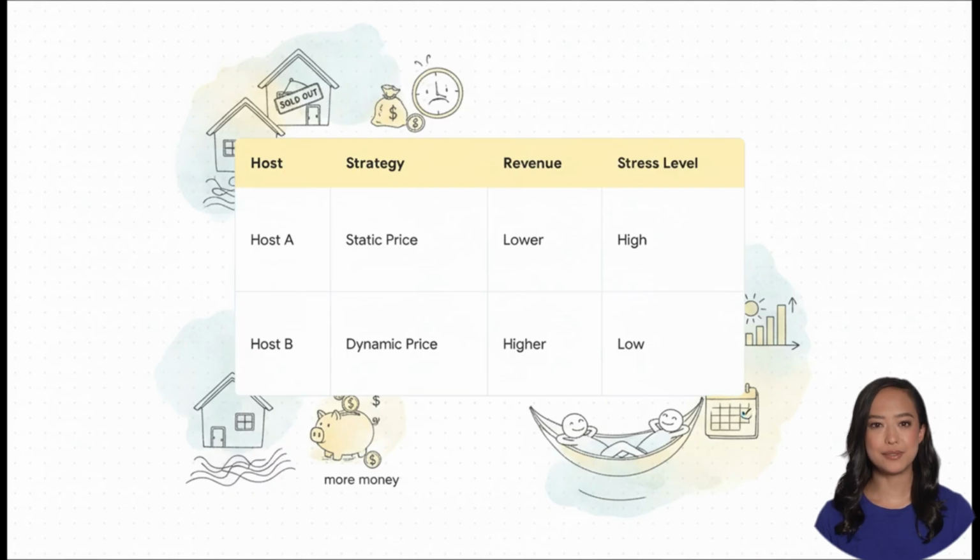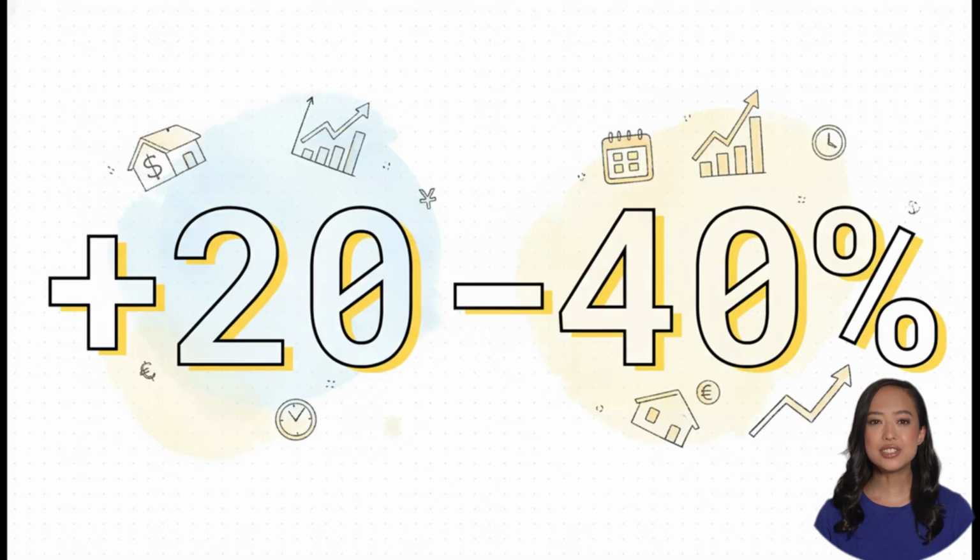Now look at host B. Host B is smart. They use a dynamic strategy, constantly adjusting their prices. And what's the result? More revenue and way less stress. And listen, we are not talking about a small change here. This isn't just a few extra bucks. The top hosts, the ones who really embrace these strategies, are making 20 to 40% more from the exact same property. That's the difference between this being a nice little hobby and a serious, profitable business.